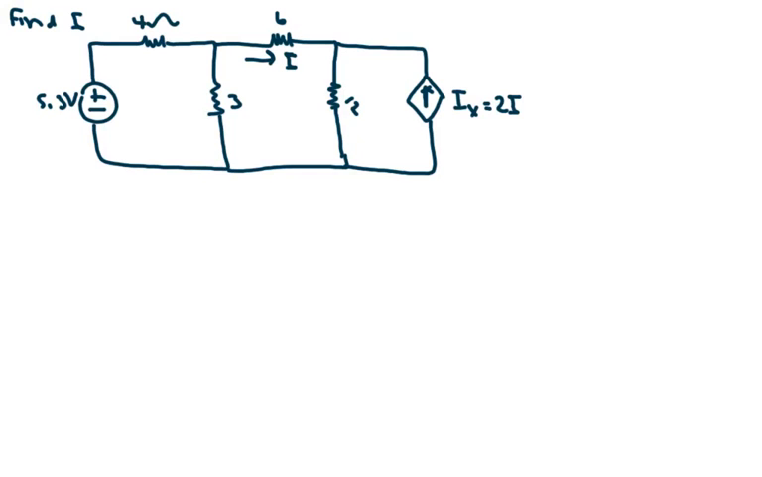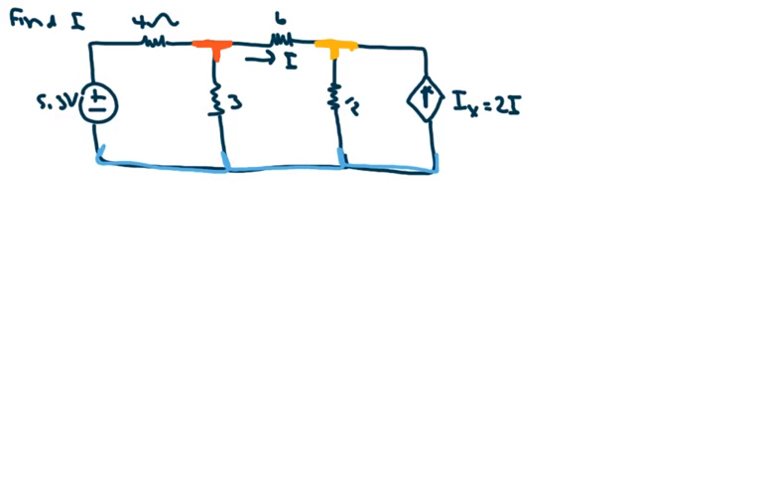For this problem, we're asked to use the node voltage method to find the current I, which is going through the 6 ohm resistor. Okay, so we're going to identify two nodes, here and here, and then our reference node, which is ground, here.